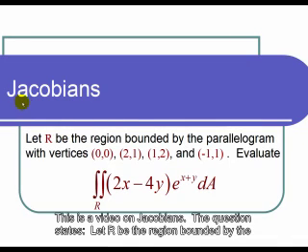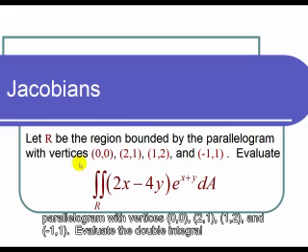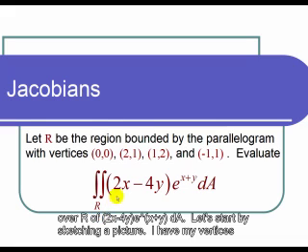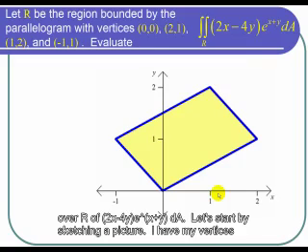This is a video on Jacobians. The question states, let R be the region bounded by the parallelogram with vertices (0, 0), (2, 1), (1, 2), and (-1, 1). Evaluate the double integral over R of (2x - 4y) e^(x+y) dA. So let's start by sketching a picture.